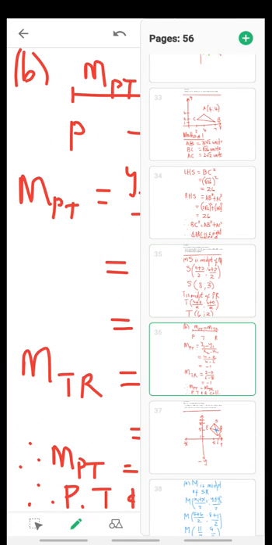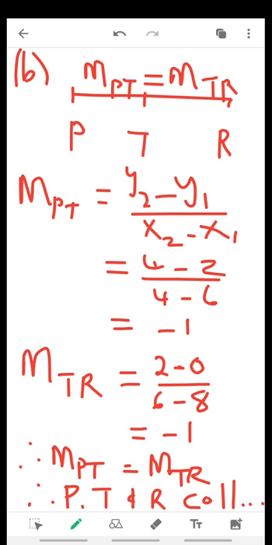Now B, show that the points P, T, and R are collinear. First, what do I do? I draw a small picture for myself so that I am not lost, so I understand what the question is asking. If P, T, R are collinear, meaning they lie on the same straight line, they must have equal gradients. So the gradient of PT must be equal to the gradient of TR. I've used my gradient formula, y2 minus y1 over x2 minus x1.